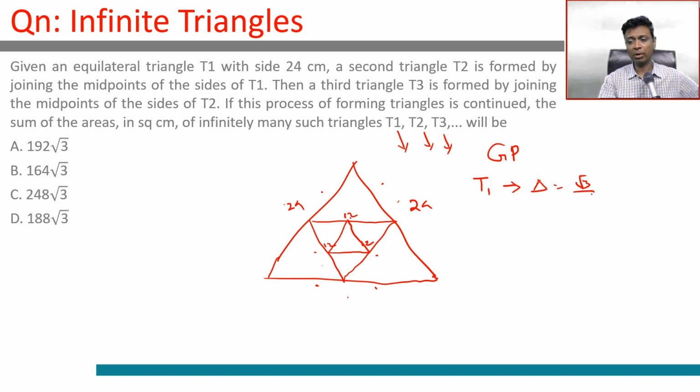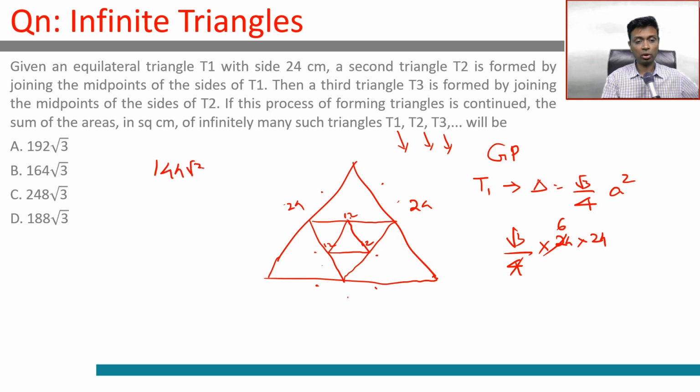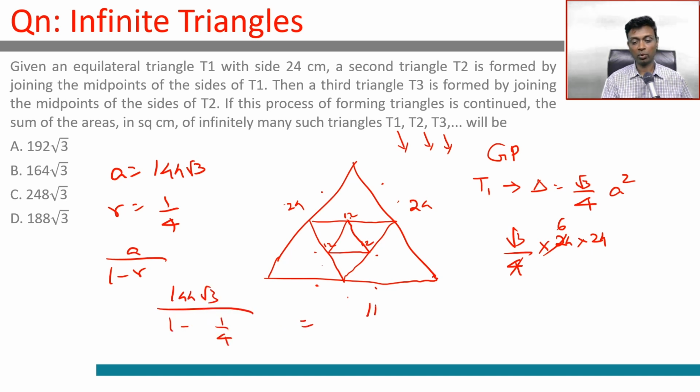T1 area is root 3 by 4 a square, which is root 3 by 4 into 24 into 24. 24 by 4 is 6. 6 into 24 is 144. This is 144 root 3. This is the first term. Common ratio is 1 by 4. We're looking at a by 1 minus r. 144 root 3 by 1 minus 1 by 4, which is 144 root 3 into 4 by 3. This is 48 into 4, 96 into 2, 192 root 3. That's what we're looking for.